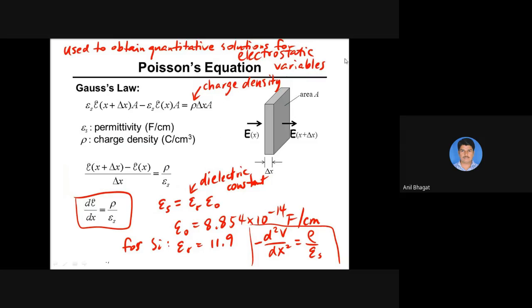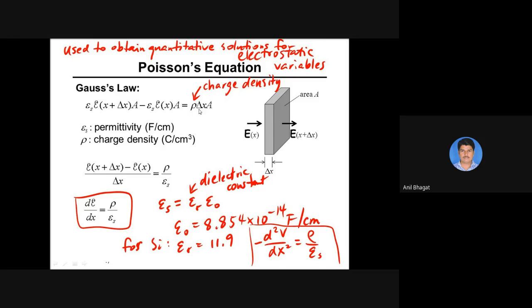So this is very important. The Poisson equation is based on Gauss's law. Gauss's law is also used in the Poisson equation. So most of the Maxwell equations are required to represent the Poisson equation. Now, the Poisson equation is used to obtain the quantitative solution for the electrostatic variable.